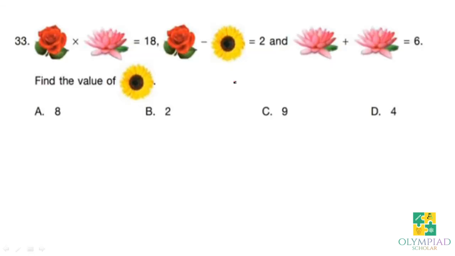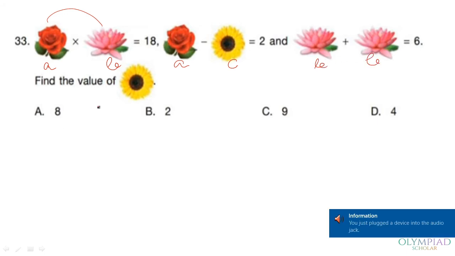Okay, so there is another question. There are some flowers and combinations of them. This is a rose and I think this is a water lily. Let's name these different flowers. Here is also A, so let's rename it as C. This is B and this is B. We have to find out the value of C.